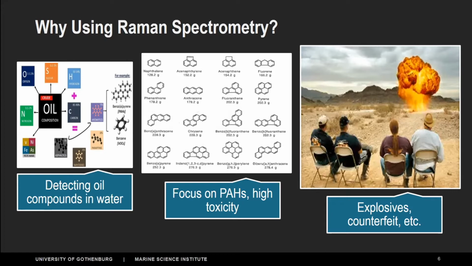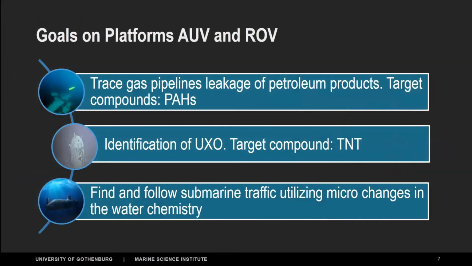Another idea is that we can detect explosives, like nitroaromatics, TNT, for example. We can try to detect that. It's funny to watch explosions, but in a controlled medium. So those are our goals. Trace gas pipeline leakages, if we can detect that on different platforms, AUVs and ROVs, identification of UXO, unexploded ordnance, and the focus will be TNT. And of course, if we can find micro changes in the marine chemistry in the water, we can track the signatures of different submarines.